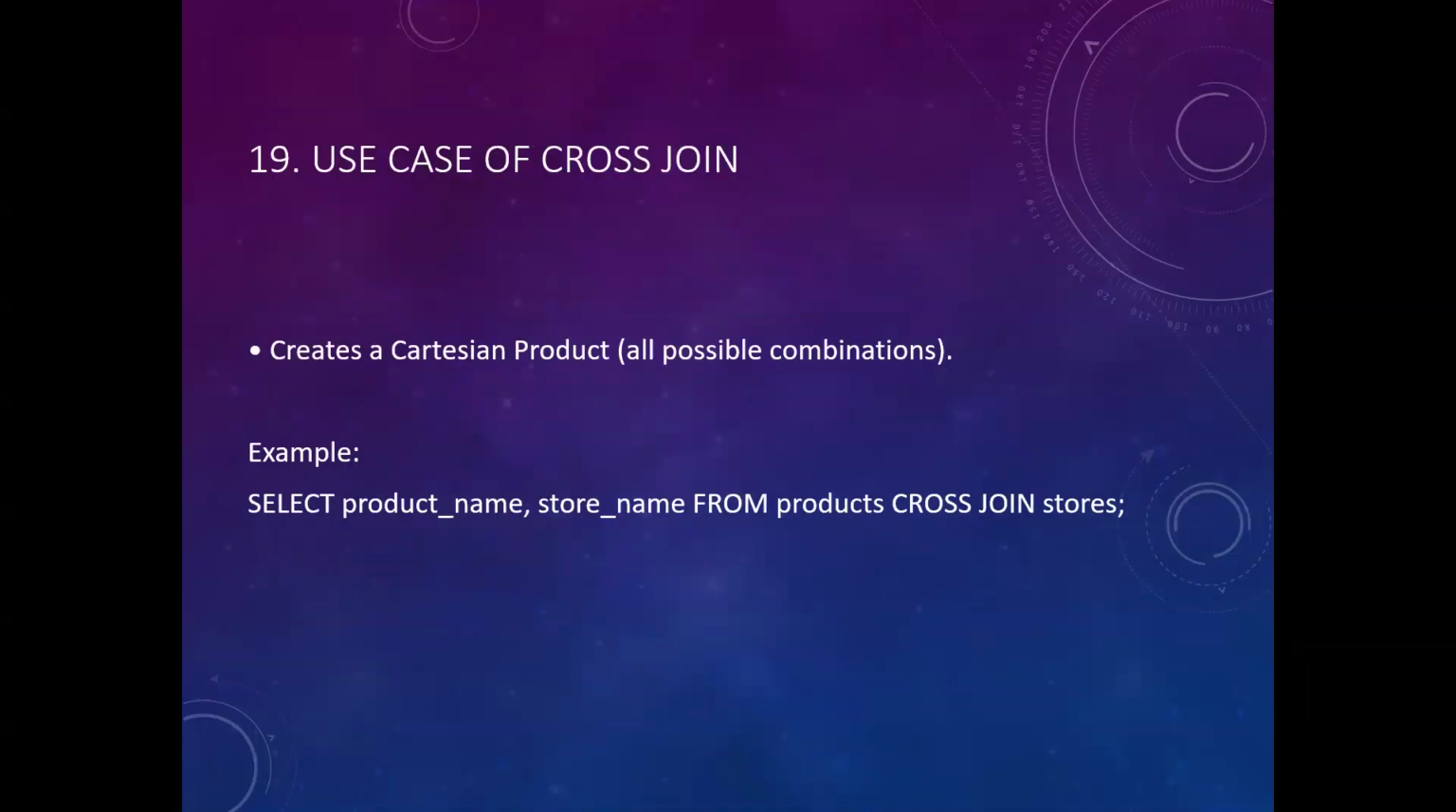Next question is use case of cross join. So why will you use cross join? Because it creates a Cartesian product. Whenever you want to check all the possible combinations, this is used mostly in sales projects, or whenever we are calculating all possible values. To get all the possible combinations, we need the cross join. That is the use case of cross join. It will create a Cartesian product and take all the possible combinations.